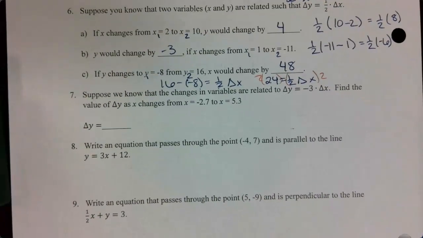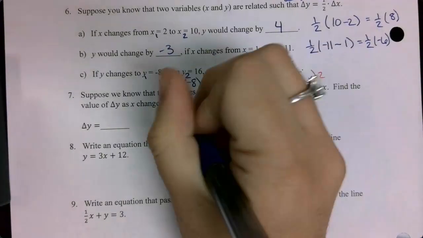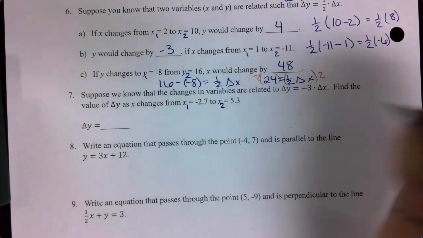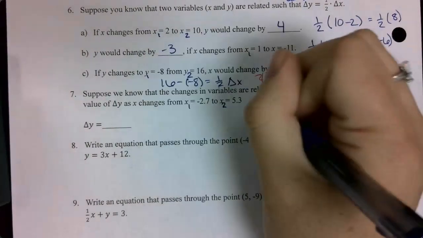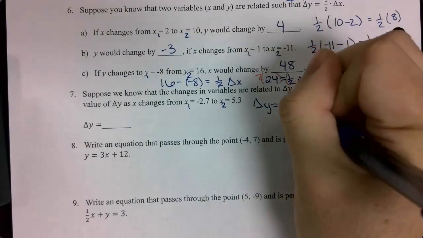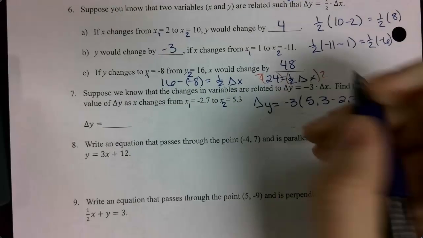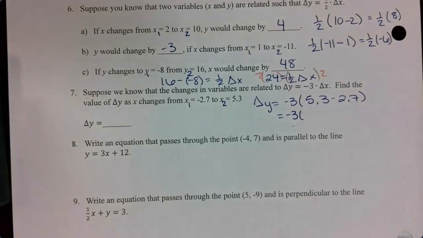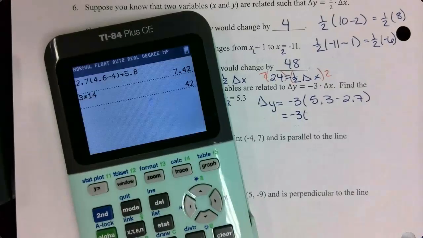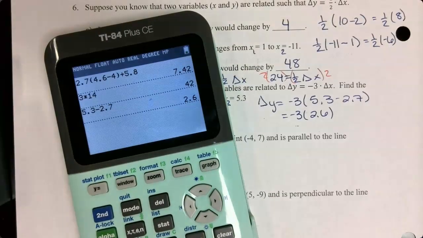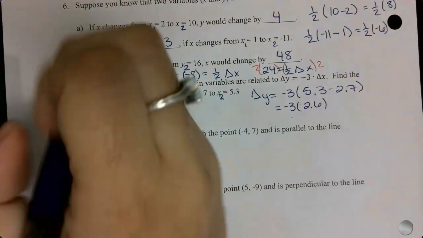Number 7 says, suppose we know that the changes in variables are related to delta y equals -3 delta x. Find the value of delta y as x changes from -2.7 to x equals 5.3. So same thing as we were just doing in the other one, just different numbers. So delta y equals -3 times 5.3 minus 2.7. 5.3 minus 2.7, pretty sure is 2.6, but let me double check. Yeah, 2.6 times -3 is -7.8.